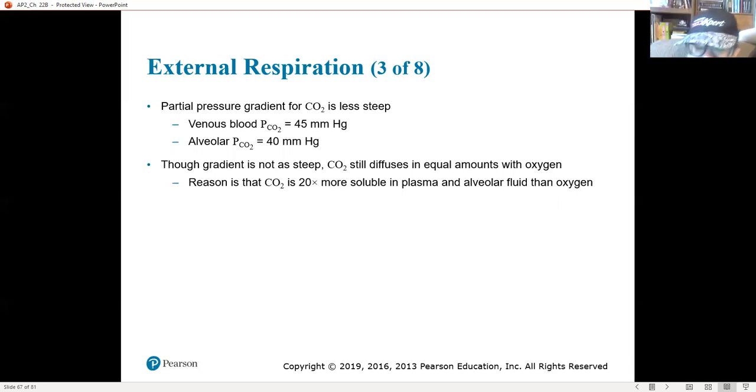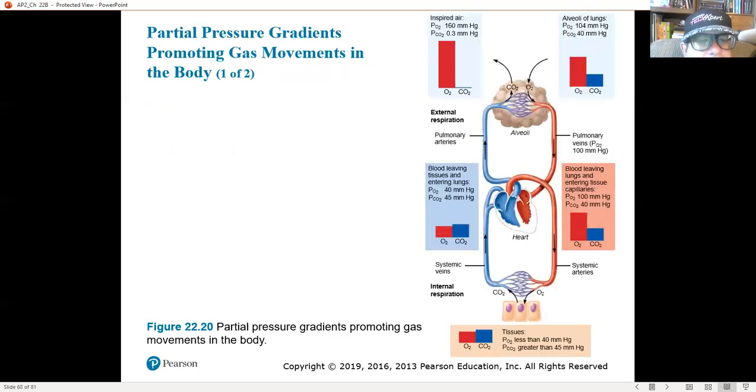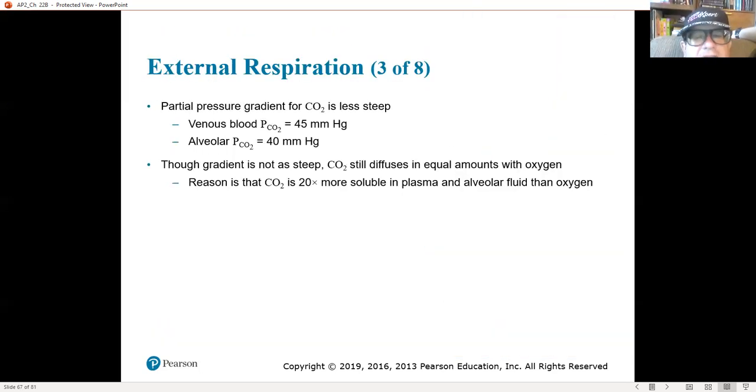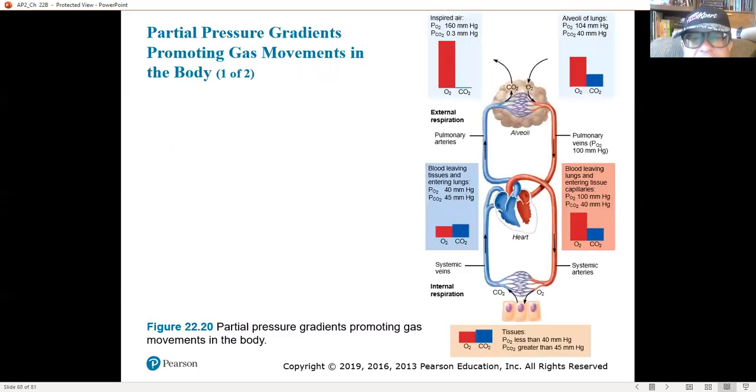So the practical upshot is we have a different amount of gradient. There's a huge, big partial pressure gradient in oxygen. There's a dinky little one in carbon dioxide. But because they have vastly different solubilities, the amount we move tends to be equal for the two gases. All right.